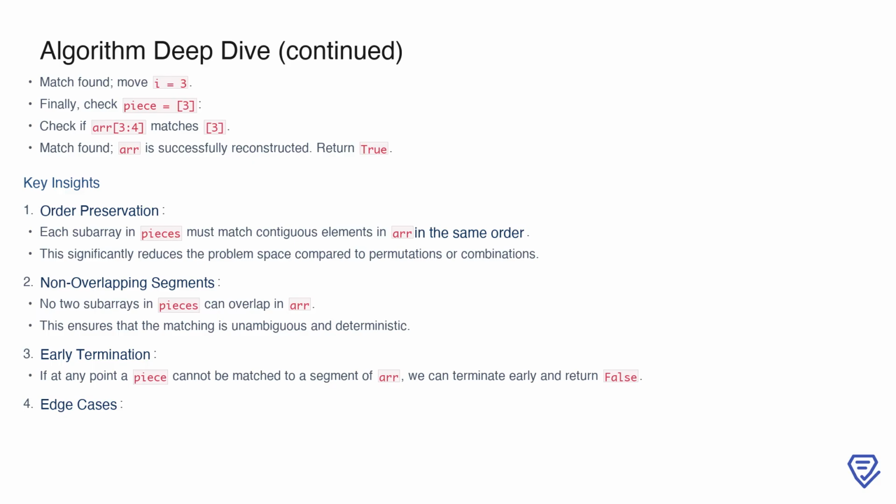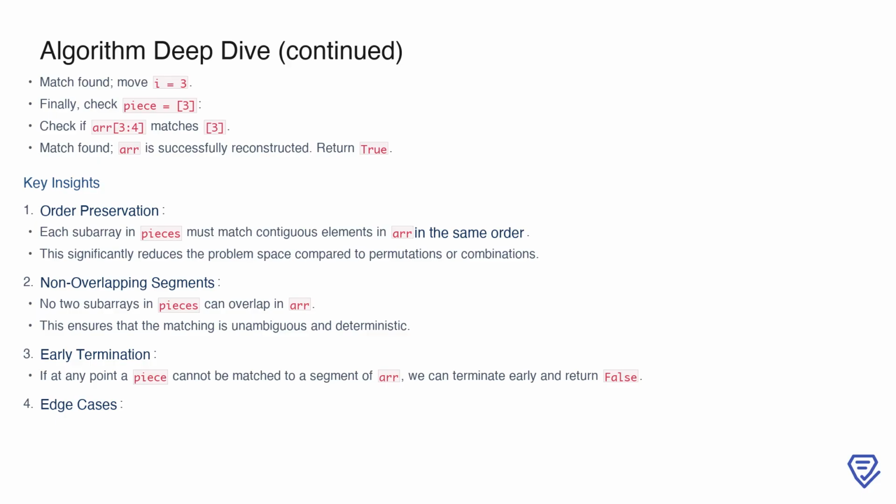Next, we take the subarray [1, 2] from pieces and check if it matches the segment ARR[1:3]. It matches successfully, so we advance the pointer again. Finally, for the subarray [3], we check if it matches ARR[3:4]. This is a match as well, meaning ARR can be fully reconstructed by concatenating the subarrays in pieces. Therefore, we return true.